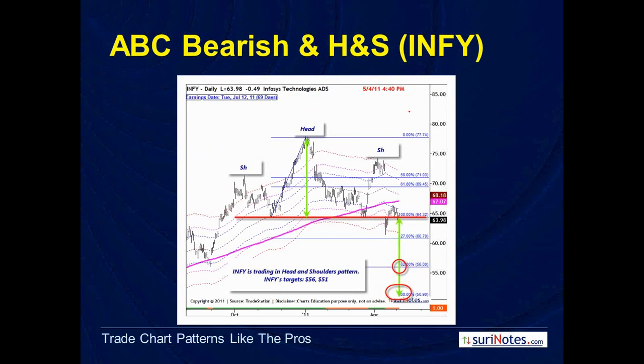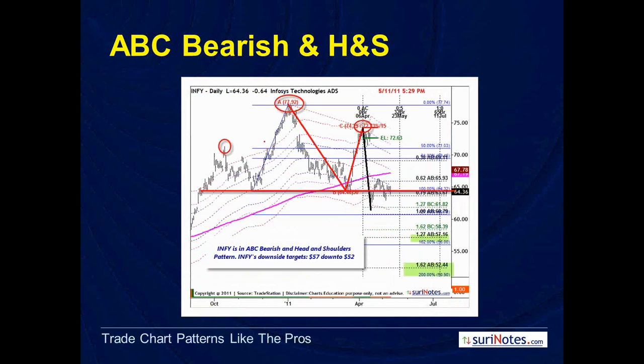This is a company called Infosys out of India, but it trades in the US as an ADR. We have two shoulders, and also if you look at it, and I'll show you this pattern, this is the ABC bearish pattern here. And the targets may be here, but first what I wanted to show you is that Infosys is trading using the head and shoulders pattern.